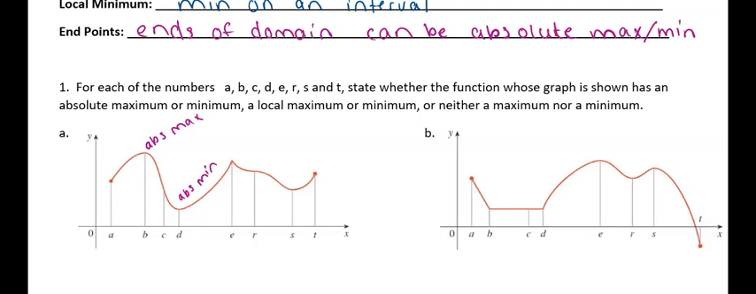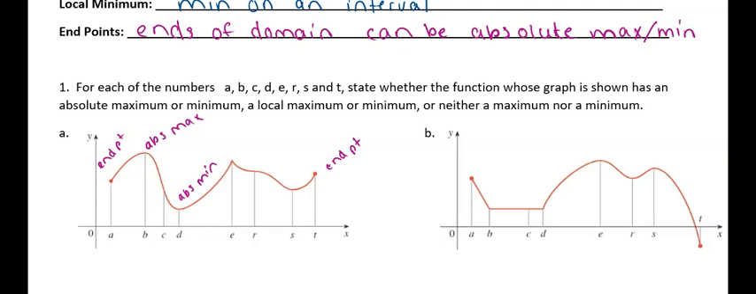A is an endpoint. F is an endpoint. The endpoints cannot be an absolute max or min, but we're okay because we found our absolute max and min.